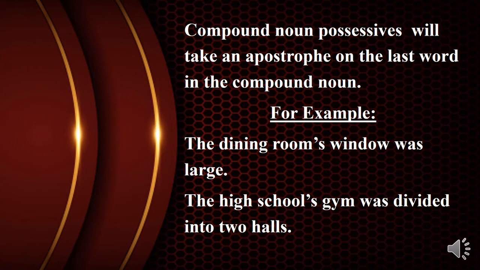Compound noun possessives will take an apostrophe on the last word in the compound noun, which means that we will always add an apostrophe on the last word of a compound noun. Observe the following example here. The dining room's window was large. Here we have dining room as a compound noun, so we have added an apostrophe at its last. Observe the second example. The high school's gym was divided into two halls. Here high school is a compound noun, so we have added apostrophe at its last.